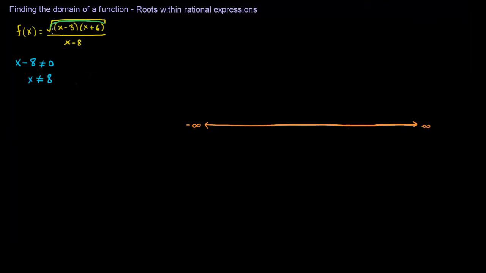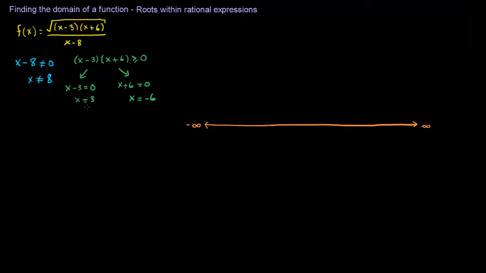Now in the root, we have to make sure that what's inside the root has to be greater or equal than 0. So I'm going to write here both factors, x minus 3 and x plus 6, greater or equal than 0. Now I'm going to take each of them separately and equalize them to 0. x minus 3 equal to 0, and here x plus 6 equal to 0, and then I will solve both. Here x equals 3 and x equals negative 6.